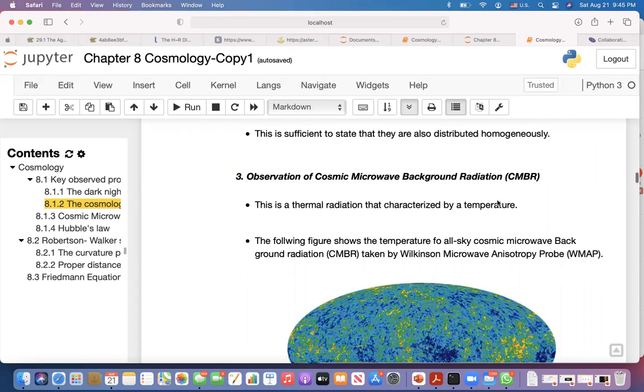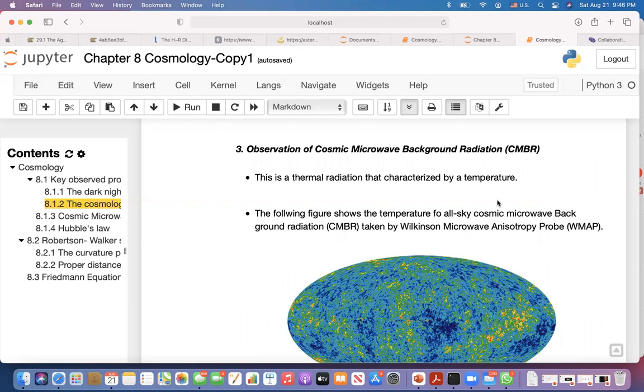And here is the third evidence that we have to tell that our universe is isotropic and homogeneous. That is based on observations of the cosmic microwave background radiation, in short CMBR. Does anybody know what cosmic microwave background radiation is? Anybody have any idea about it? If you don't know about it, I have basically talked about this in the general degree lectures as well.